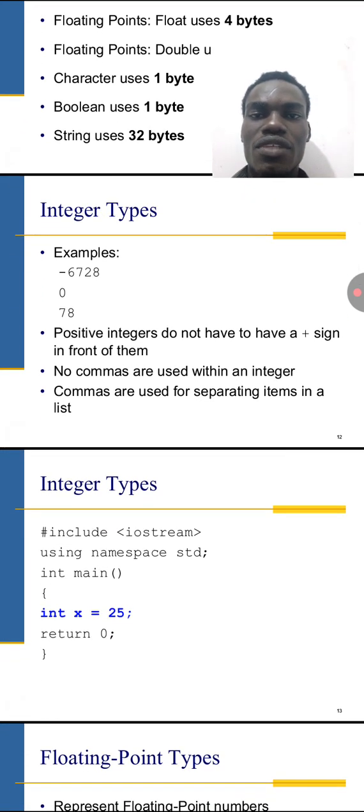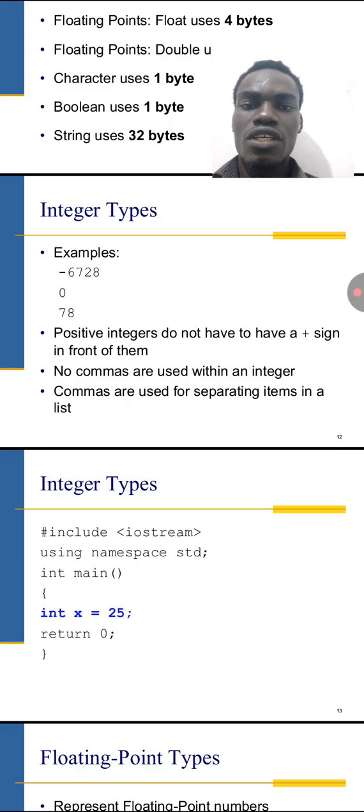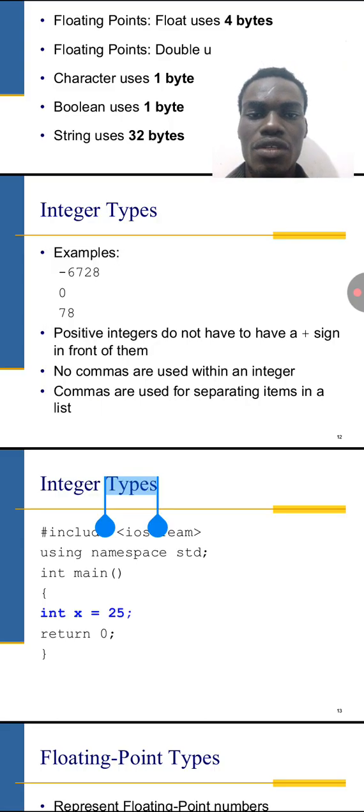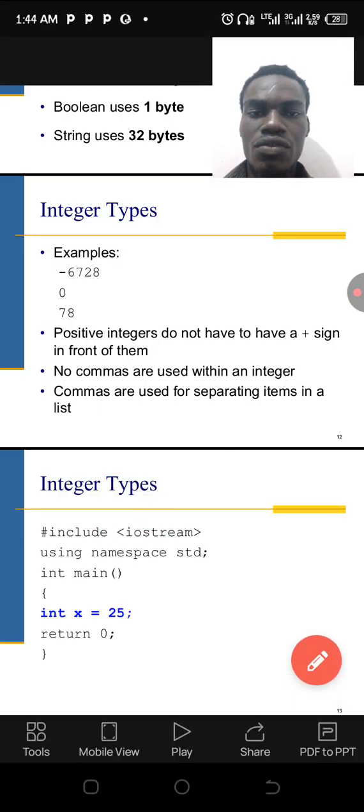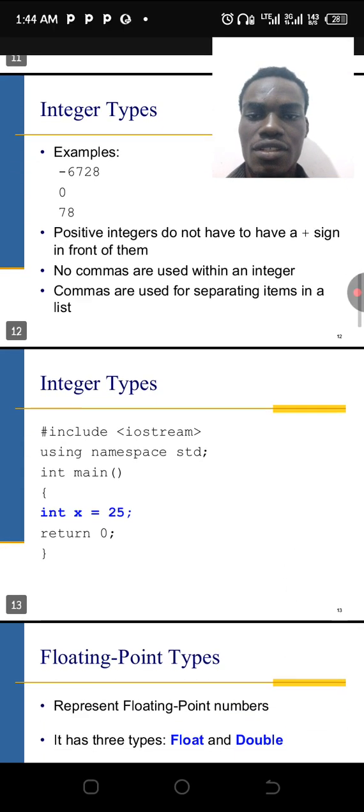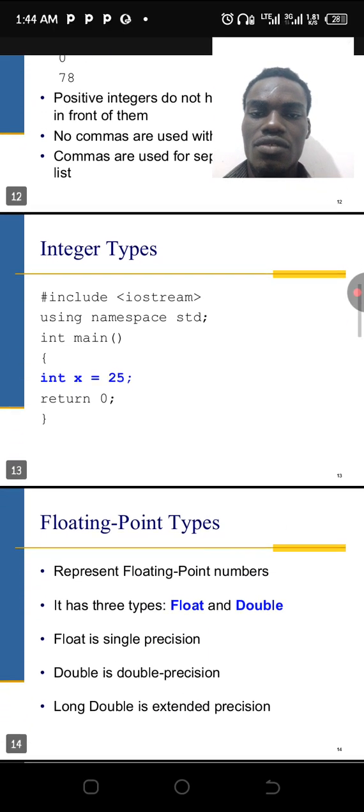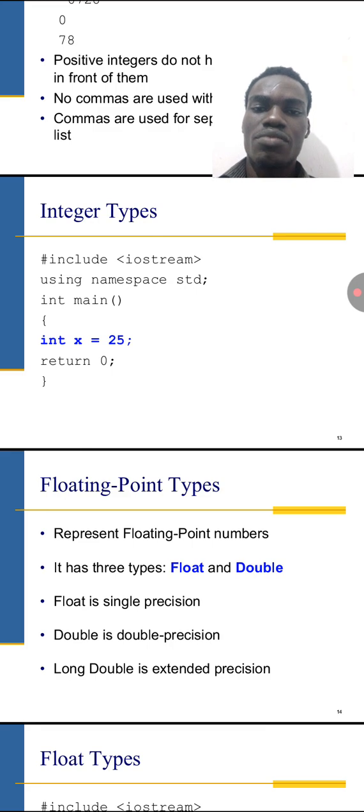This is an example of the integer type, which are whole numbers. For the integer type, when the number is positive, we don't put a plus in front of it, and we don't use commas. We use the comma to separate items in a list. So this is an example.